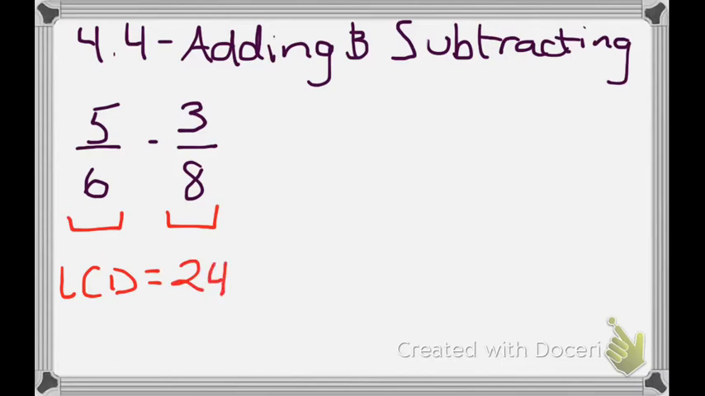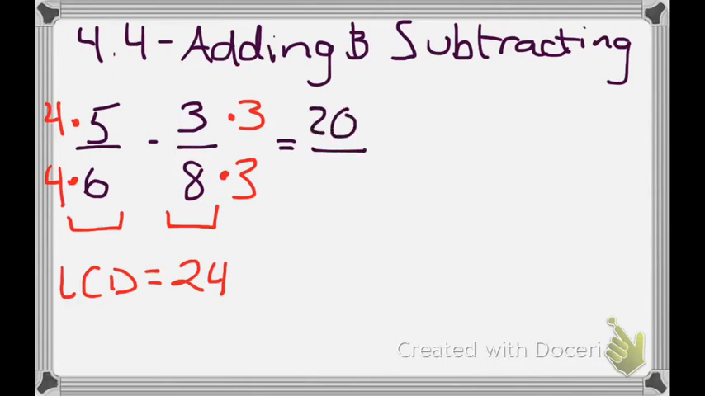So I'm going to do whatever I need to do to make 6 into 24. So here I'll multiply it by 4, and whatever happens on the bottom also happens on the top. On the other side with our 8, we know 8 times 3 is 24, so that 3 has to be multiplied on the other side as well. So my next step, of course, is 5 times 4 is 20, over 24, minus 9 over 24.